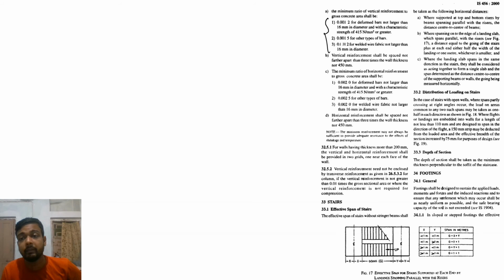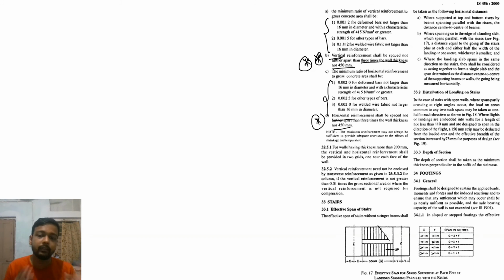Vertical reinforcement shall be spaced not further apart than 3 times the wall thickness. This is very important. The minimum ratio of horizontal reinforcement to gross concrete area shall be this. Horizontal reinforcement shall be spaced not further apart, again this is very important. This is your vertical reinforcement and this is your horizontal reinforcement, because we have to consider the L side and the H side.